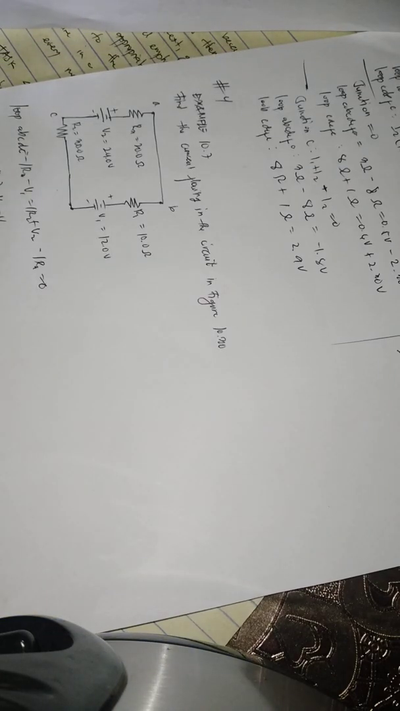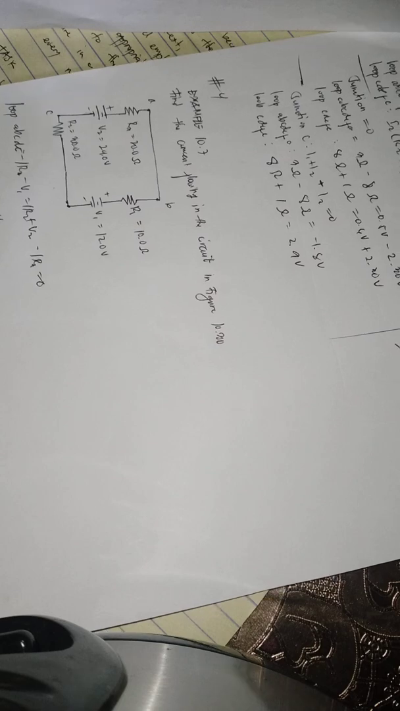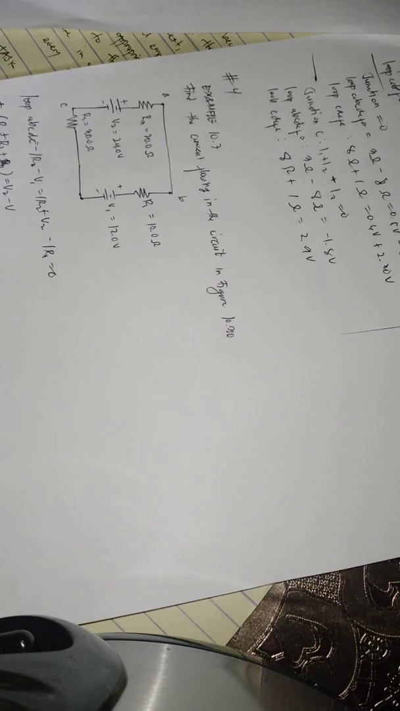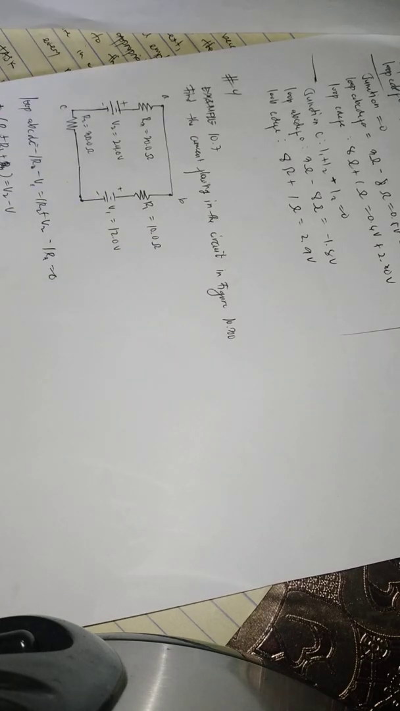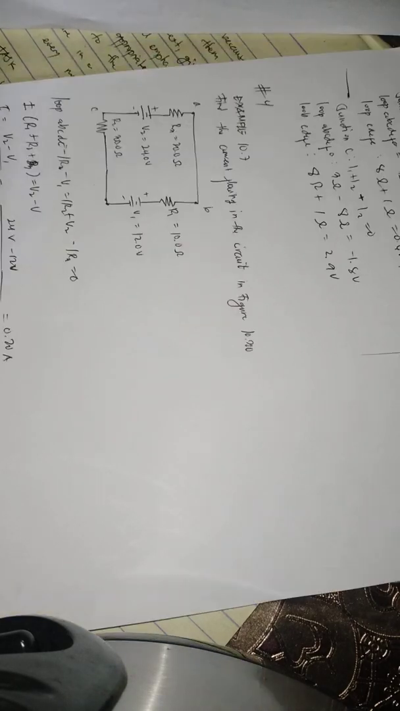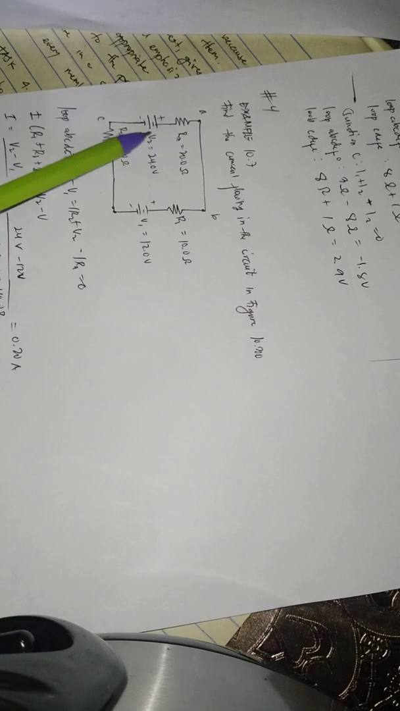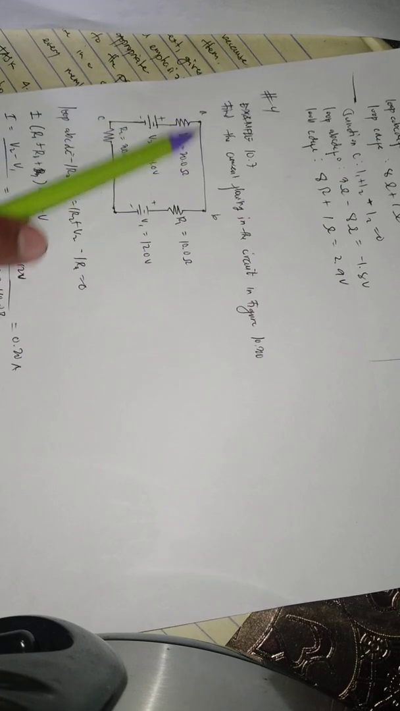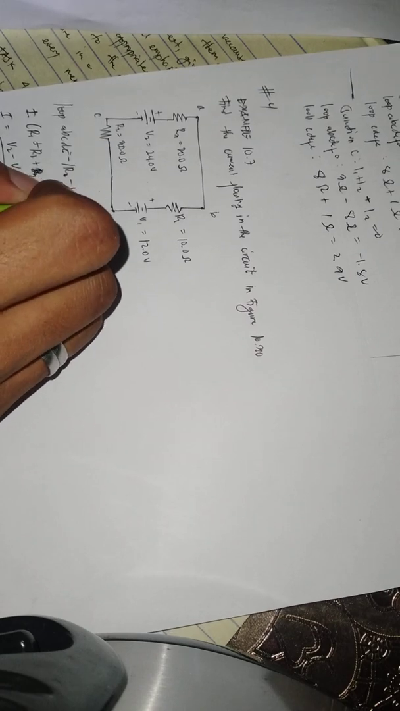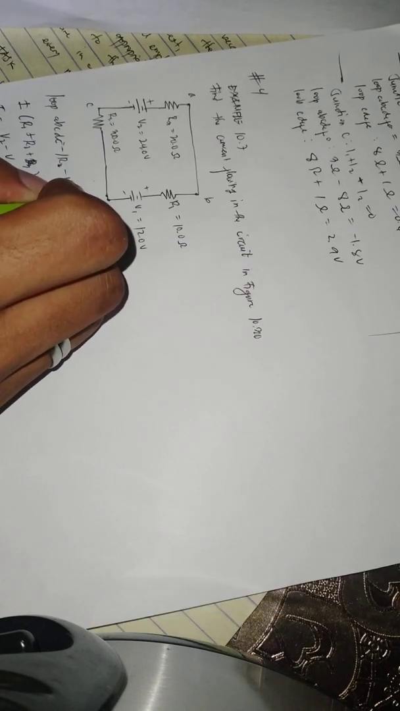Example 10.7. Find the current flowing in the circuit in Figure 10.30. This is Figure 10.30. Solution: applying the junction rule yields the following equations. We have one unknown, so one equation is required. So loop A, B, C, D, as before.